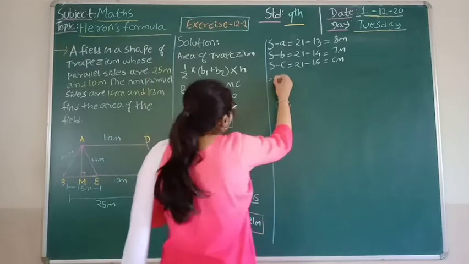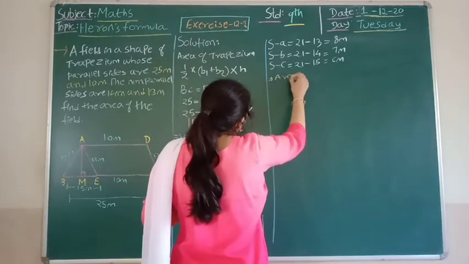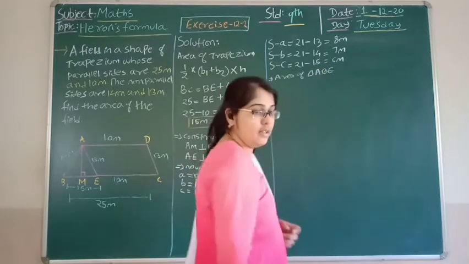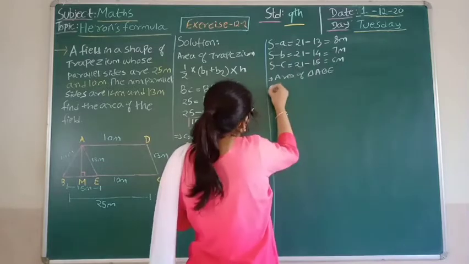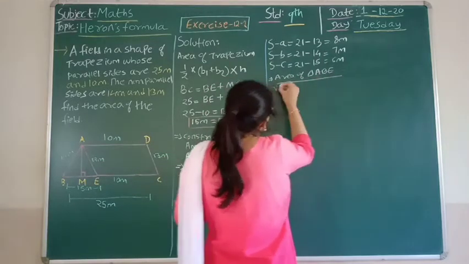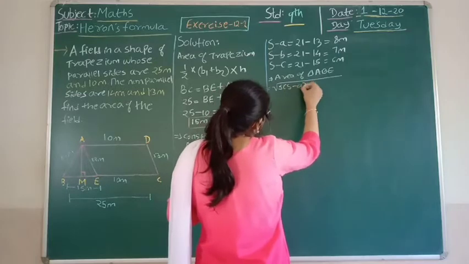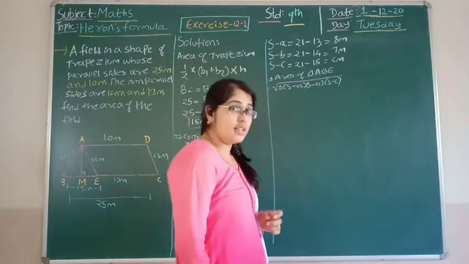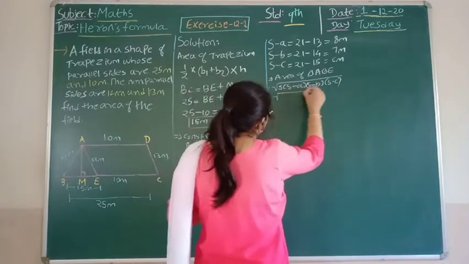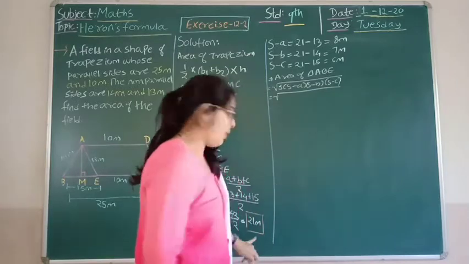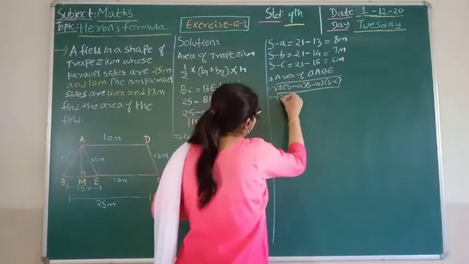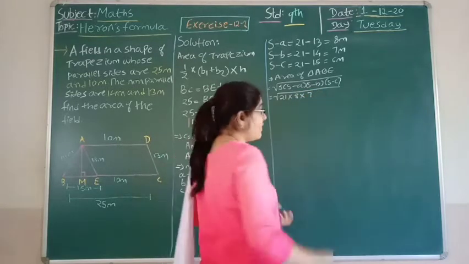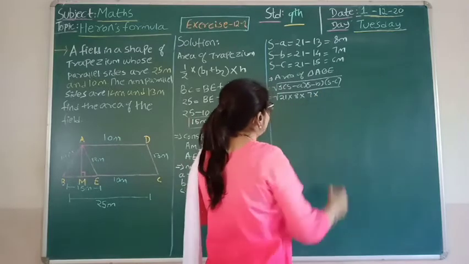Area of triangle ABE. That will be, applying Heron's formula, square root of s into s minus a, s minus b, and s minus c. If I keep this value inside it, I get 21 multiplied by 8, which is s minus a, multiplying by 7, that is s minus b, and multiplying s minus c, which is 6.